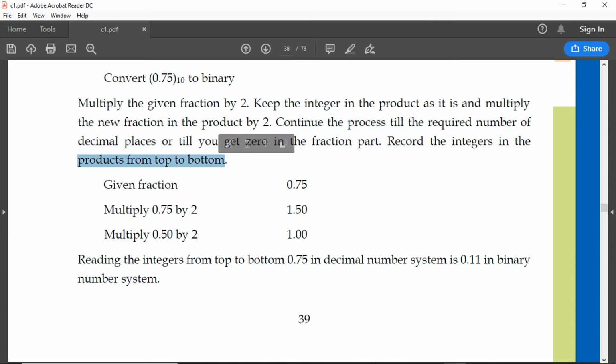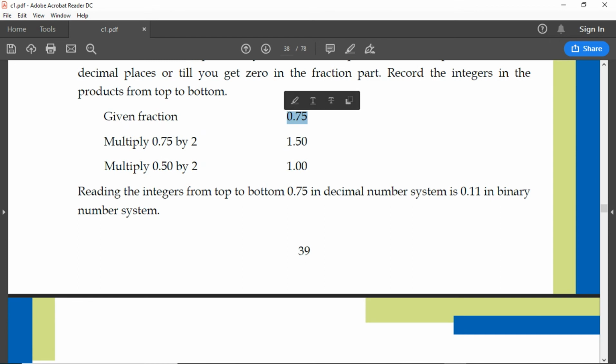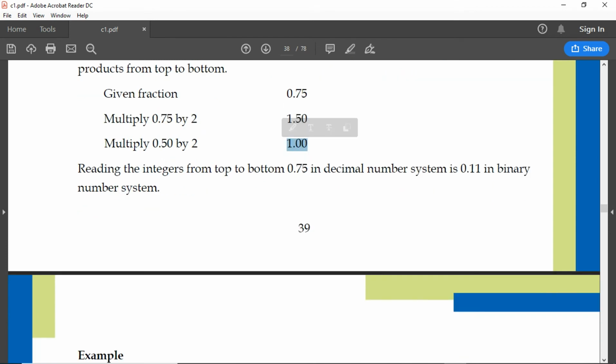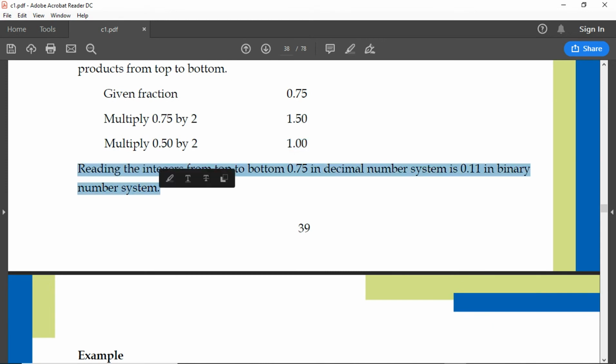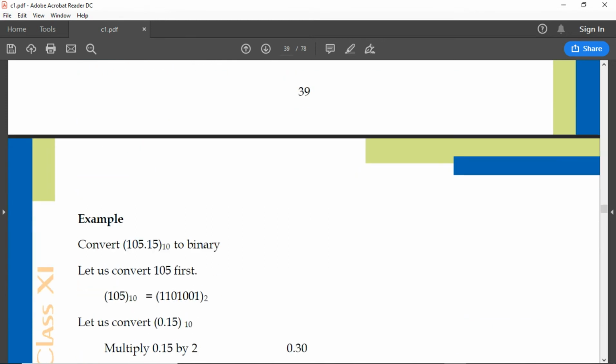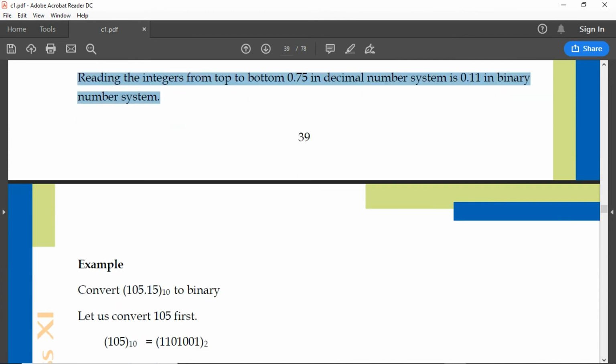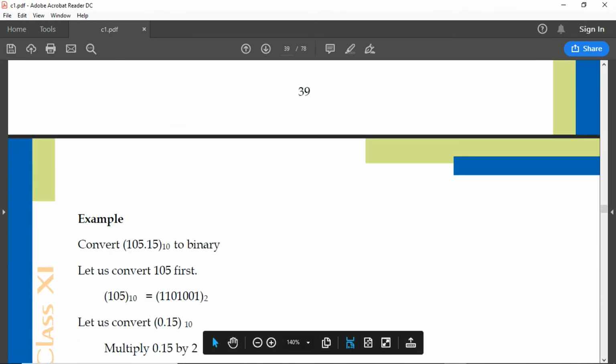Given fraction 0.75. Multiply 0.75 by 2, 1.50. Multiply 0.50 by 2, 1.00. Reading the integers from top to bottom, 0.75 in decimal number system is 0.11 in binary number system.